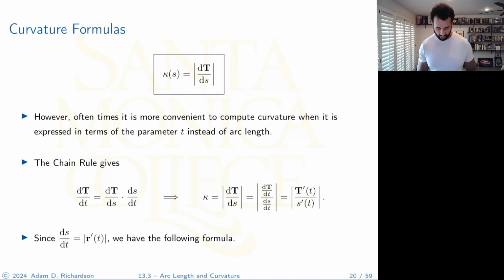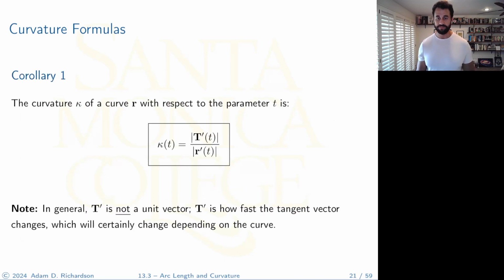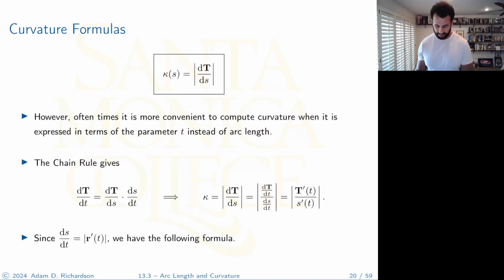Oh yeah. So remember, ds/dt is the length of r prime of t. So we get the following formula right here. Boom. So the curvature kappa of a curve r with respect to its parameter t is given by this formula here. So I do want to take a moment to make sense of this because I'm going to flash back and forth a couple times here.